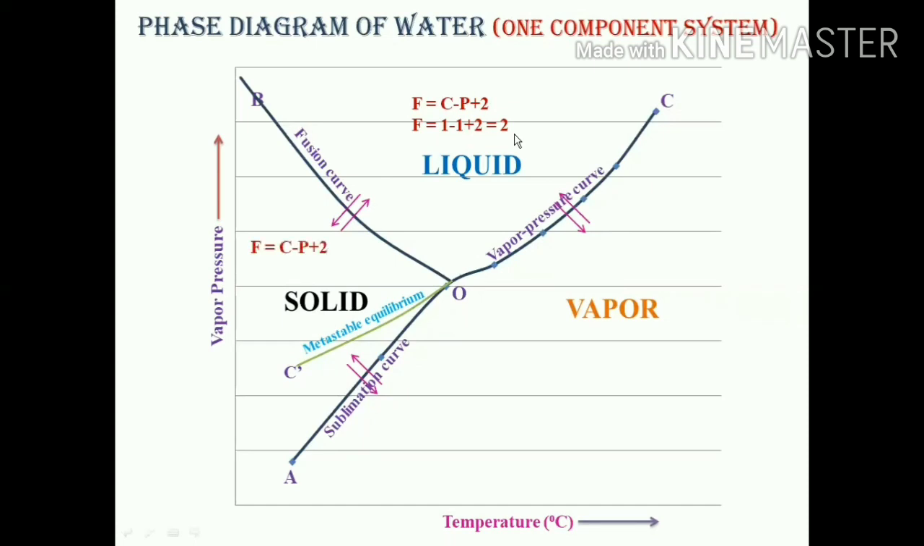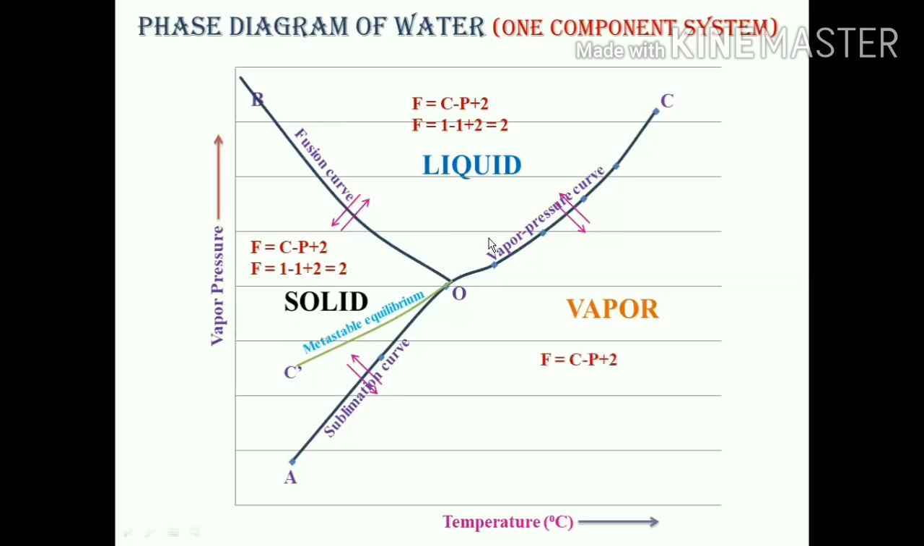Now, if we talk about the area lying left of the curve AOB, again the same formula, we will calculate the degrees of freedom here also, like we did in the previous case. So F is equal to C minus P plus 2. And again, the values of C and P will be 1 and 1 respectively, because it is the solid state area we are talking about. In any area in the phase diagram of water, the number of components is 1, definitely everywhere. And the number of phases here is also 1, that is the solid or ice phase.